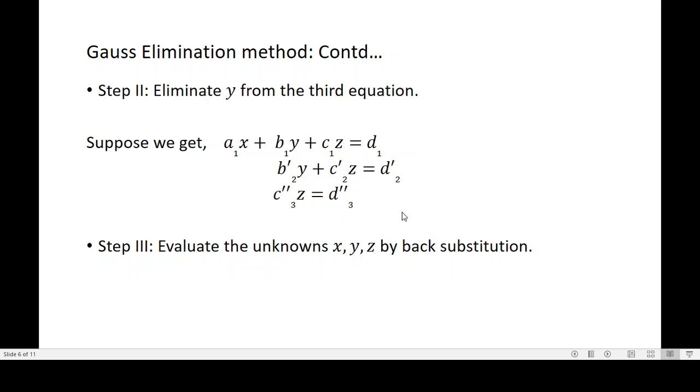Hence, in the Gauss elimination method, we reduce the matrix to an upper triangular matrix. We reduce the coefficient matrix to an upper triangular matrix, isn't it?